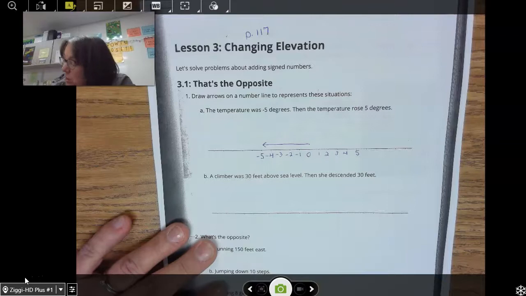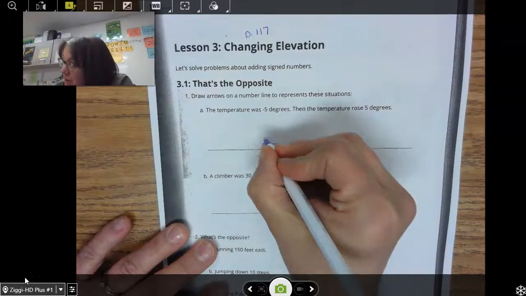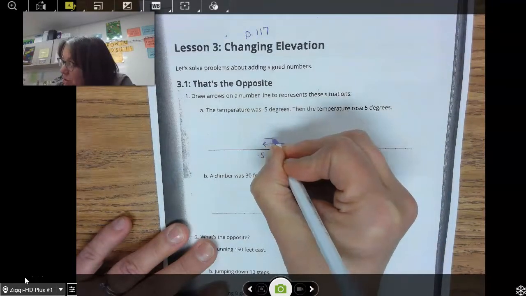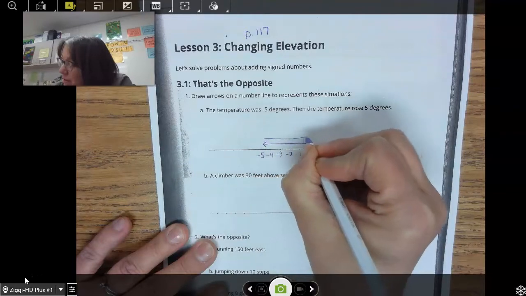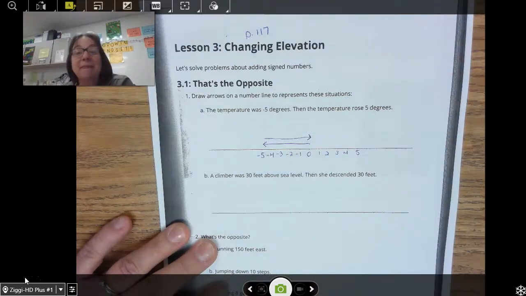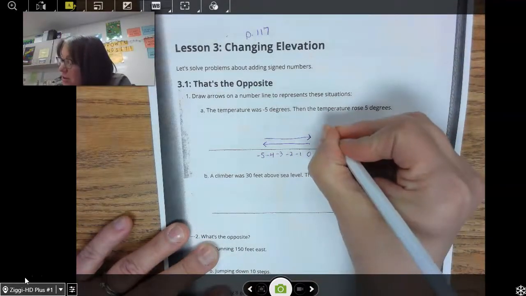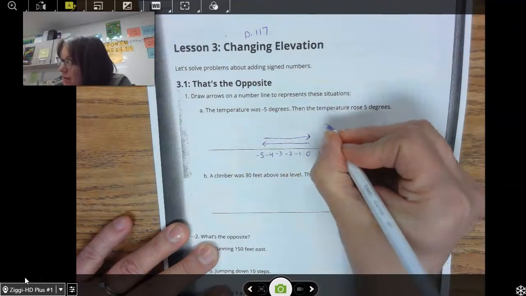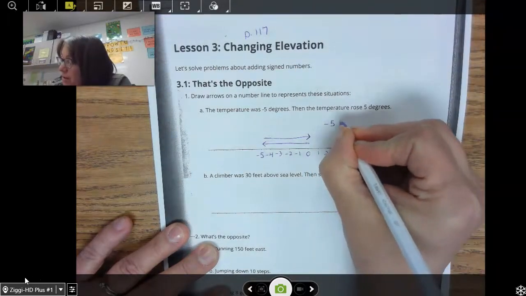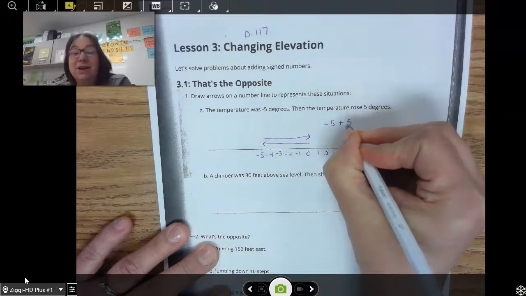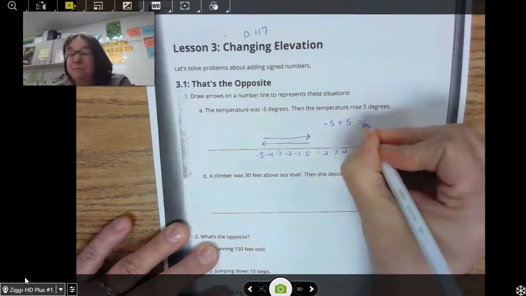But then the temperature rose 5 degrees. So this is where we are. We're going to go back up 5. 1, 2, 3, 4, 5. Where do we end up at? Well, we end up at 0, right? So if we were to write an addition expression to show this, you would have -5 is where you started. You added on a +5, and you ended up at 0.